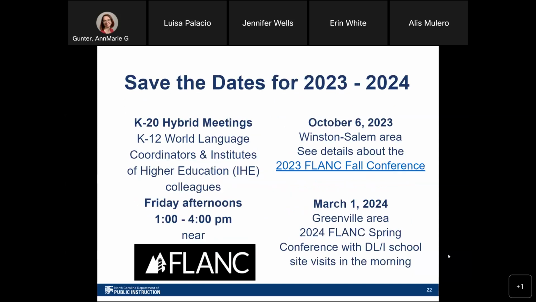And speaking of that, we do have coordinator meetings seasonally, and these are hybrid meetings, and they're actually K-20, where there'll be K-12 world language coordinators and our colleagues from the Institutes of Higher Education, like our universities and community colleges. Those are on Friday afternoons before the Flank Conference from 1 to 4. They're always near the Flank Conference site. So on October 6th, for example, in the afternoon, we will be meeting as a K-20 group, and I invite you to come to that either, like I said, in person if you're already there for the Flank conference, or join us online like you have today. We do that meeting in a hybrid fashion.